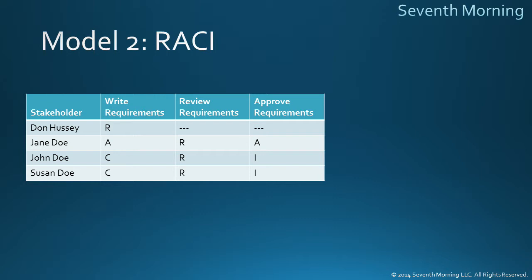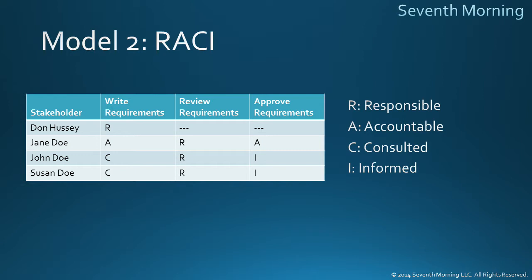You can place an R, which means responsible, and that means that the individual will actually be doing the work. You can place an A, which means that this person is accountable or has primary responsibility for ensuring satisfactory completion of the work. You can place a C, and that means that the individual will be consulted regarding the work. Or you can place an I, meaning that the individual will be informed of the work and its progress.